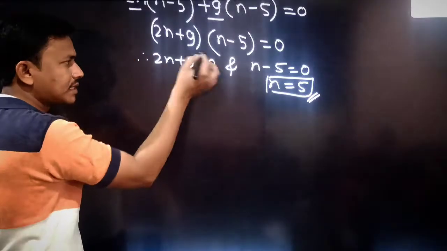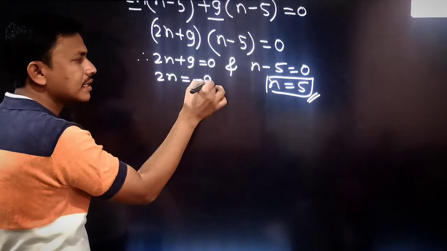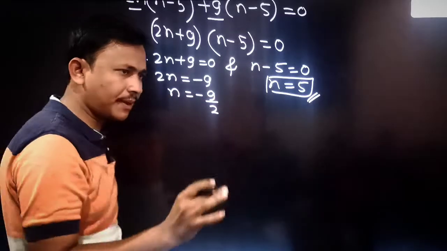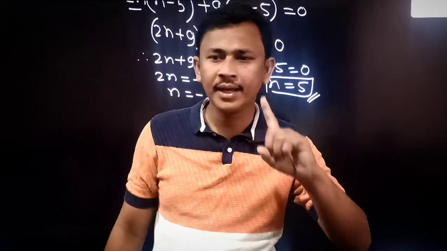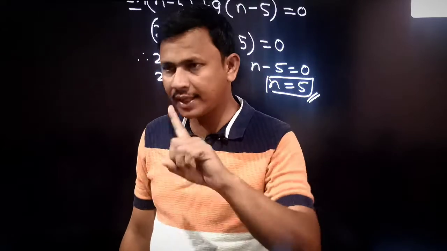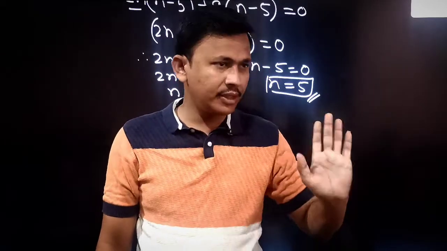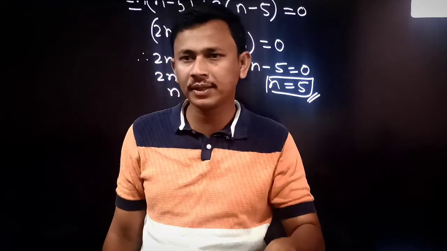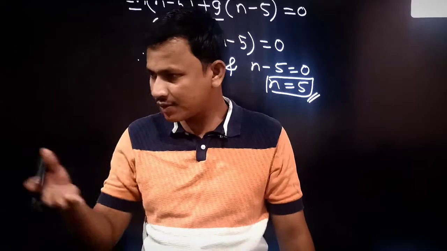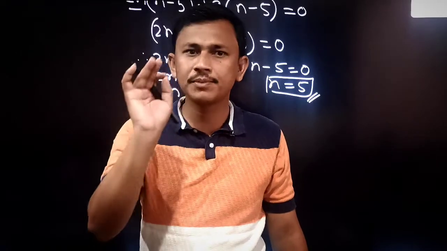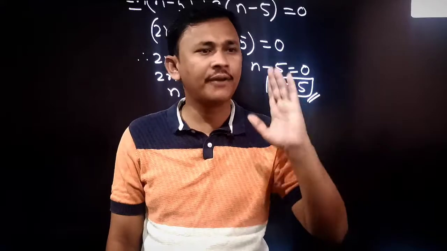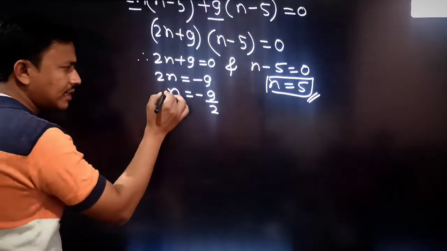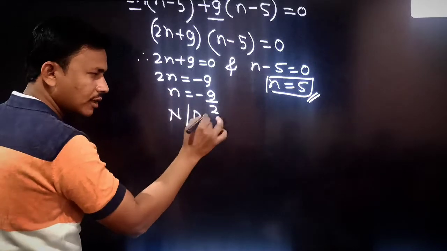Plus 9 will become minus 9, into 2 divide: minus 9 divided by 2. n must be a whole number, n must not be negative. n negative should not come. Number of members cannot be minus 10 or minus 9 members sitting, numbers must not be in negative or fraction point. That means n must be a whole number. This is not applicable.